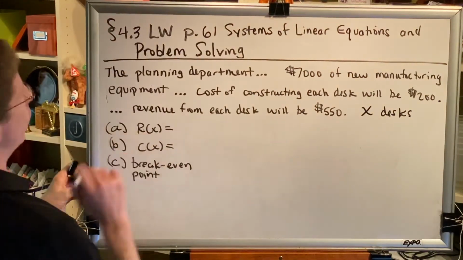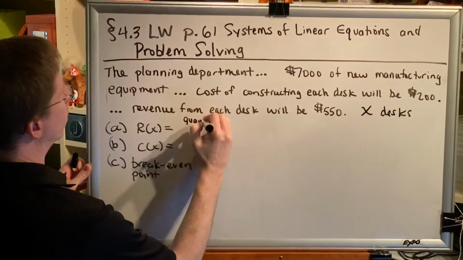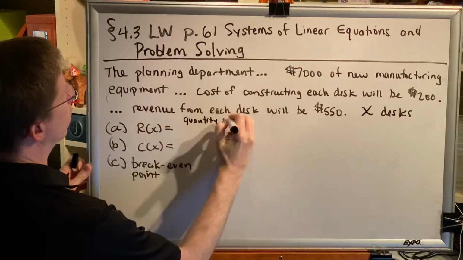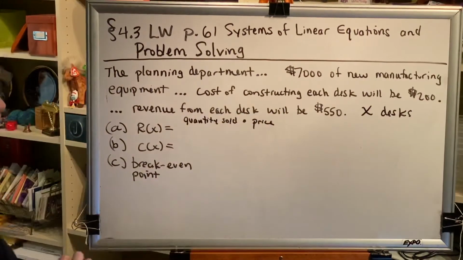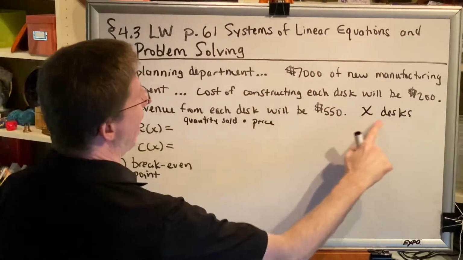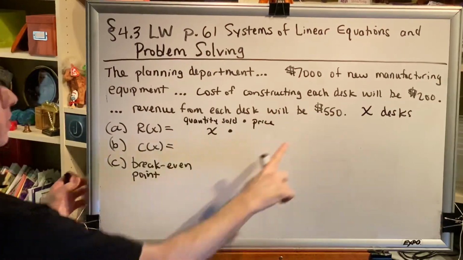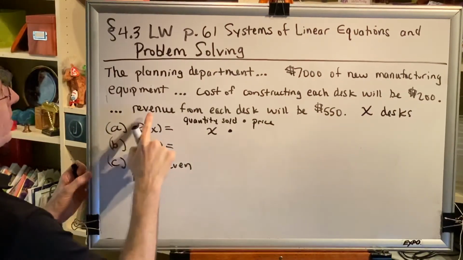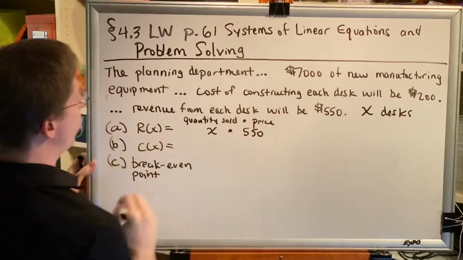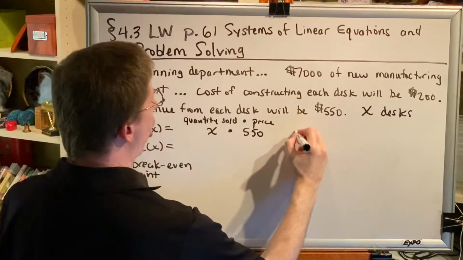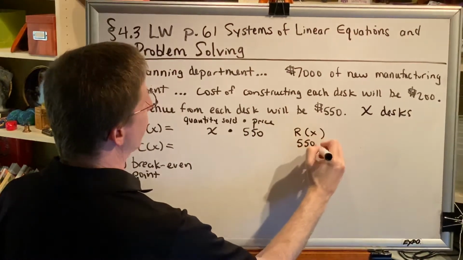First, let's make our revenue function. We know that revenue equals quantity sold times price. Okay, so the quantity sold, that's X, that's the number of desks. The price must be $550 because it says that the revenue from each desk is $550. So putting that together, we get that R of X is equal to 550X.